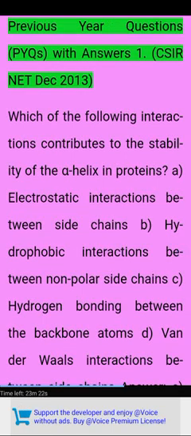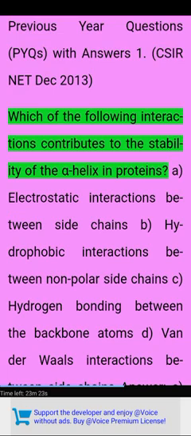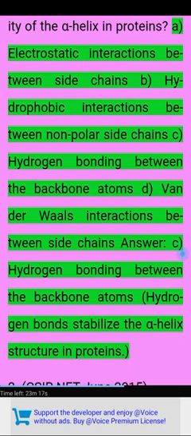Previous year questions, PYQs, with answers. 1. CSIR NET December 2013. Which of the following interactions contributes to the stability of the alpha helix in proteins? A. Electrostatic interactions between side chains. B. Hydrophobic interactions between nonpolar side chains. C. Hydrogen bonding between the backbone atoms. D. Van der Waals interactions between side chains. Answer. C. Hydrogen bonding between the backbone atoms. Hydrogen bonds stabilize the alpha helix structure in proteins.